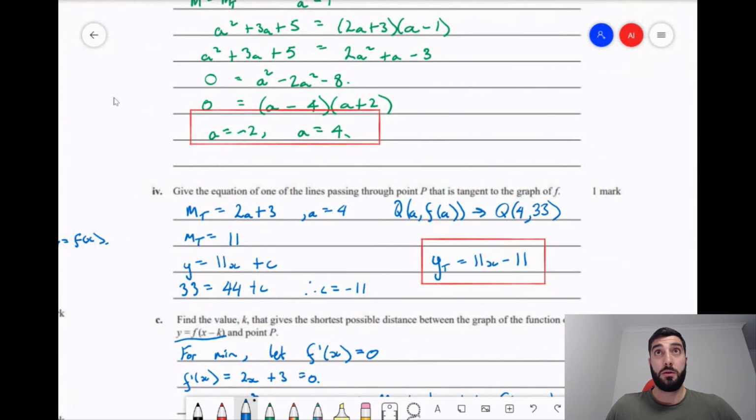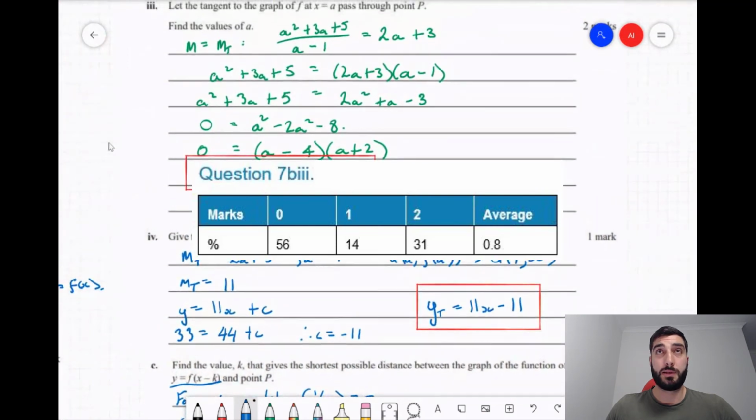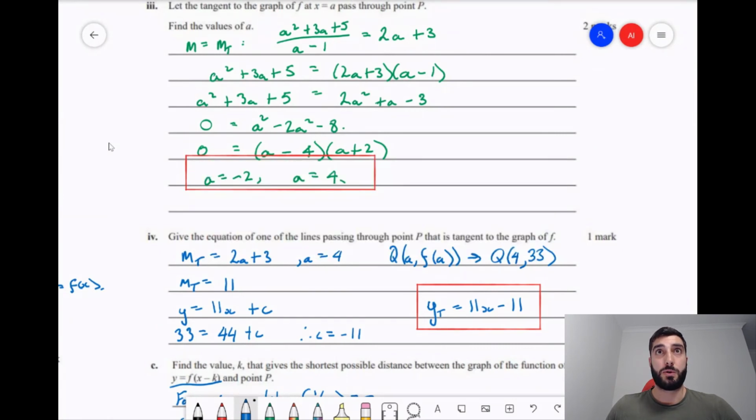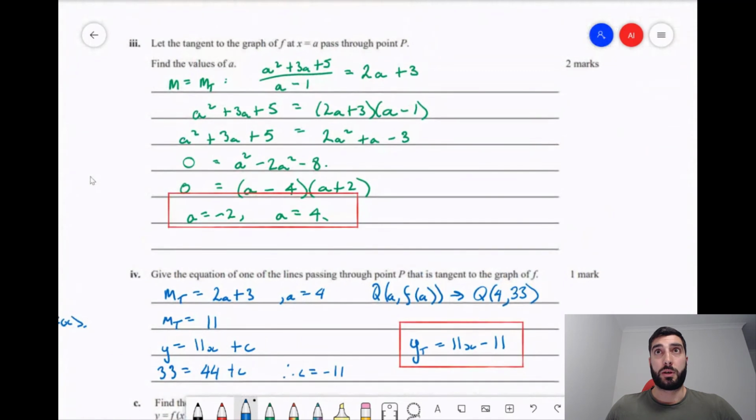B(ii), we had 31% get full marks, 14% get 1 mark, and 56%, so more than half, didn't get any marks on this one. Students struggled to draw the conclusion between the two equations and how they tied in. I think it's really beneficial to annotate the graph and try and see the connection where you can. Students who equated gradients tended to score more highly, so that was the key to that question.